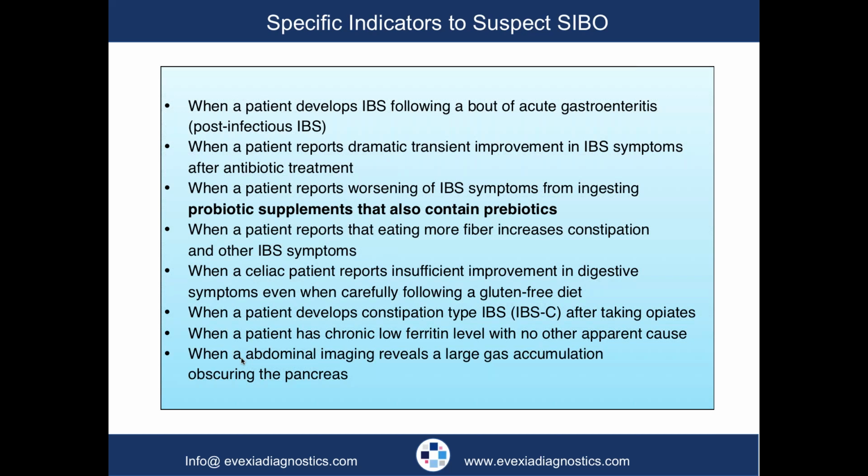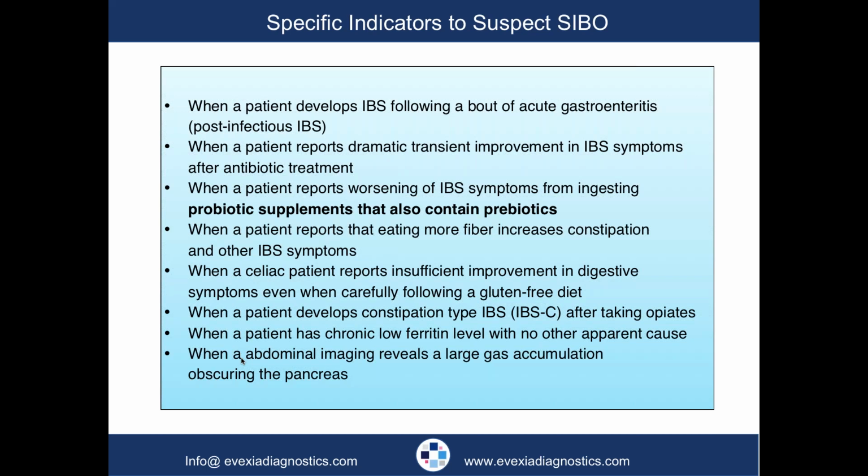Another one is the next bullet, that if a patient reports worsening of SIBO from ingesting probiotics that contain prebiotics. Now, what are prebiotics? Those are the food or the carbohydrates that the probiotics live off of. So now, if there's a lot of prebiotics, or you're prescribing prebiotics, and the patient complains that their IBS is getting worse, SIBO is very high on that list as well. And of course, the patient reports eating more fiber increases constipation or other IBS symptoms. We want to prescribe fiber in the correct amount for our patients, but if they complain, you know, I'm getting worse since you prescribed fiber for me to get my bowels moving a little bit better, there's your sign to order this test as well, or suspect or look for SIBO as well.